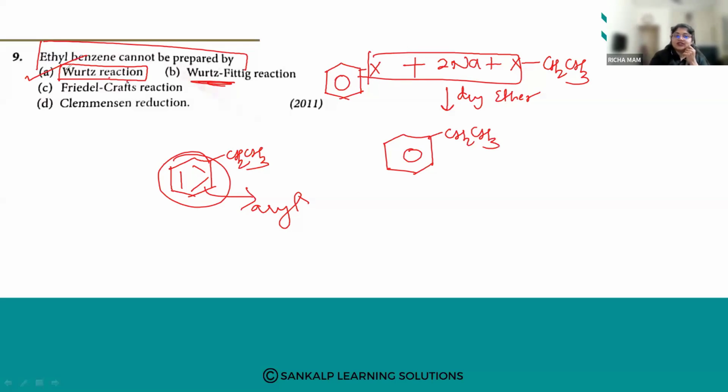Understood? Is it clear? Wurtz reactions are only used for alkyl halides. Two moles of alkyl halides react with sodium to give higher alkanes. And in Wurtz-Fittig reaction, one should be an alkyl halide, another should be an aryl halide. They react in the presence of sodium and dry ether to give you an alkyl arene, right? I hope it is clear.